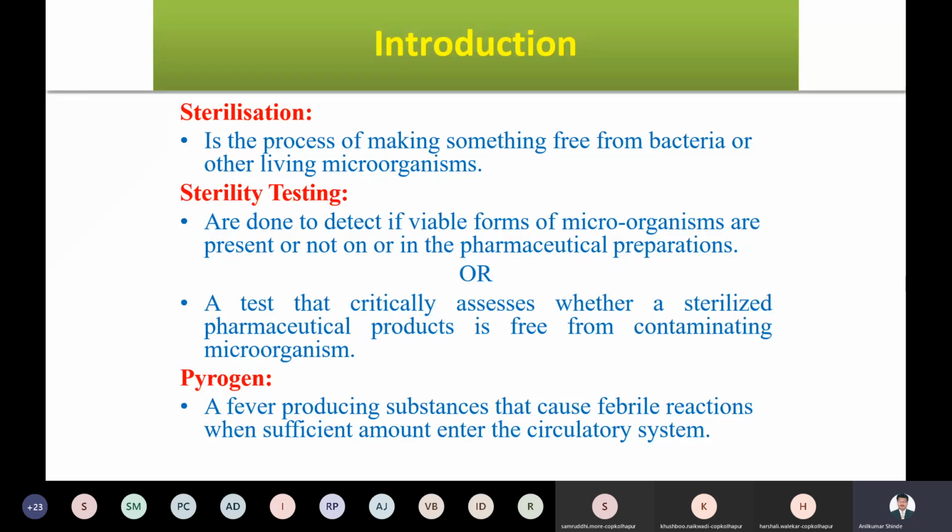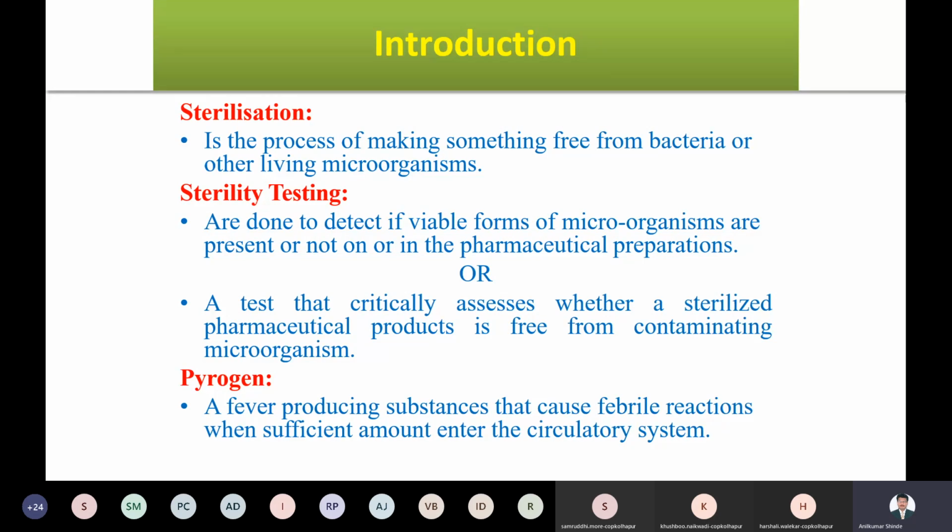So sterility testing is conducted to detect whether viable forms of organisms are present or not in pharmaceutical preparations. The test is conducted to critically assess whether the sterilized pharmaceutical product is free from contaminating organisms or not. Right. So then this is next.